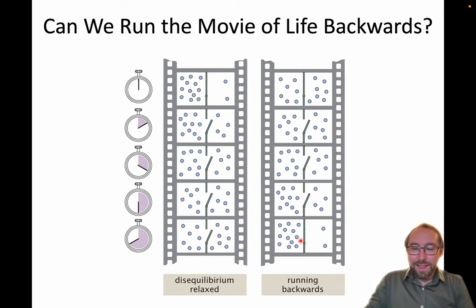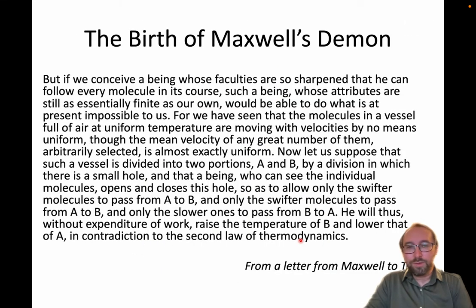And this is the type of thing that Maxwell, when he was starting to think about statistical mechanics, wondered about. In a letter to Tait, who was one of his contemporaries in thinking about statistical mechanics, he wrote: but if we conceive of a being whose faculties are so sharpened that he can follow every molecule in its course, such a being, whose attributes are still as essentially finite as our own, would be able to do what is at present impossible to us.